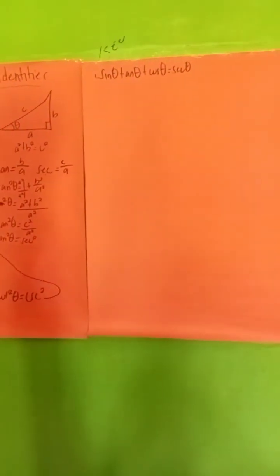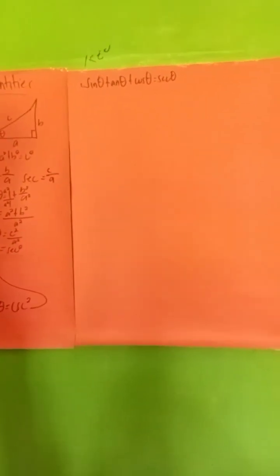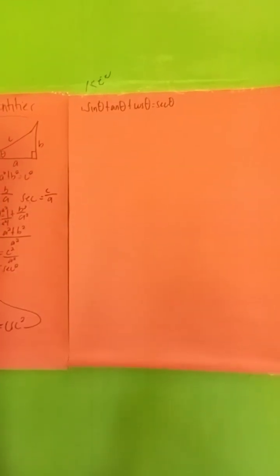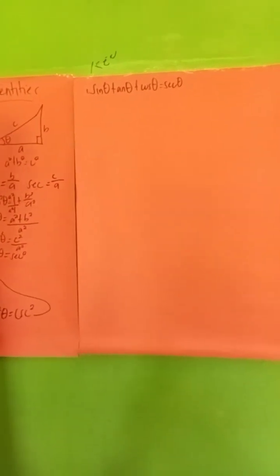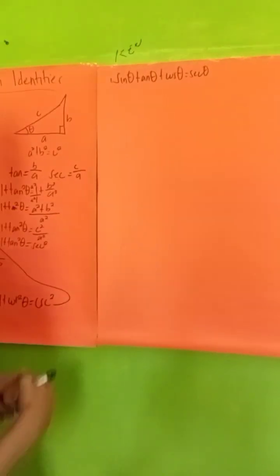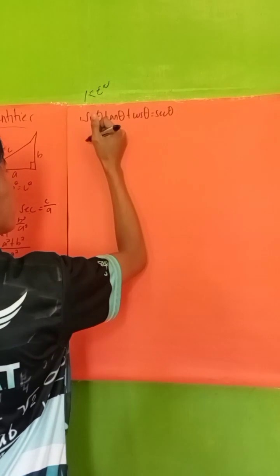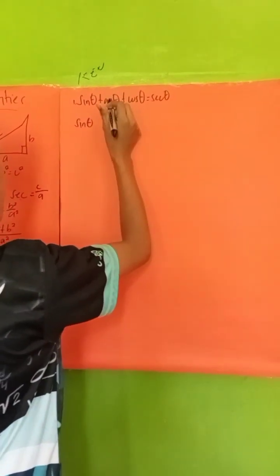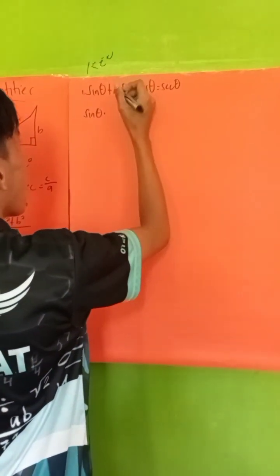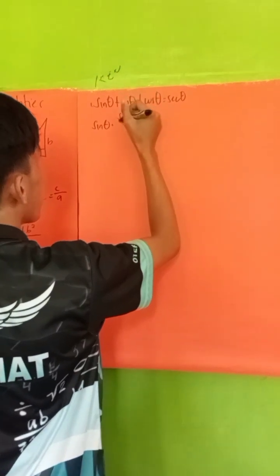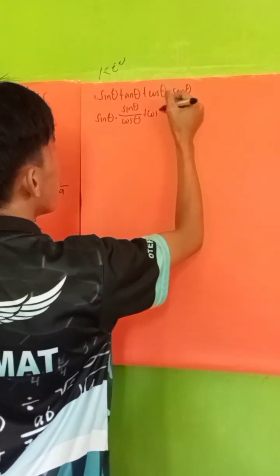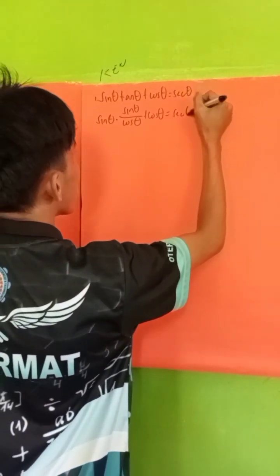Now, let's have an example using the Pythagorean identities. We have sine theta times tan theta plus cos theta is equal to sec theta. How are we going to solve it? We write down sine of theta, and using the quotient identity, tan is equal to sine over cos, so sine theta over cos theta, and then plus cos of theta is equal to sec theta.